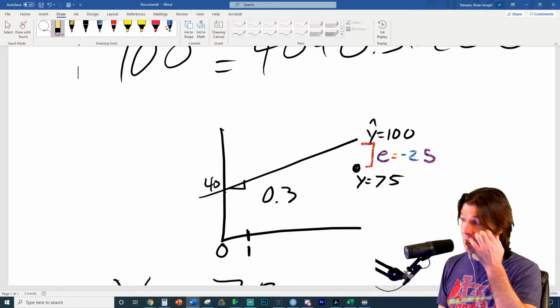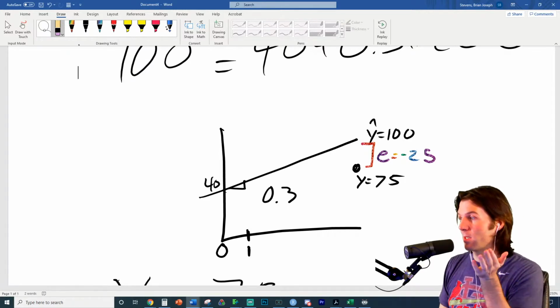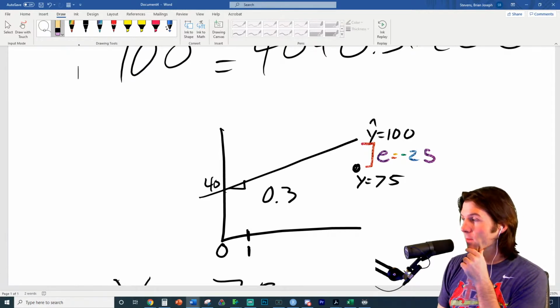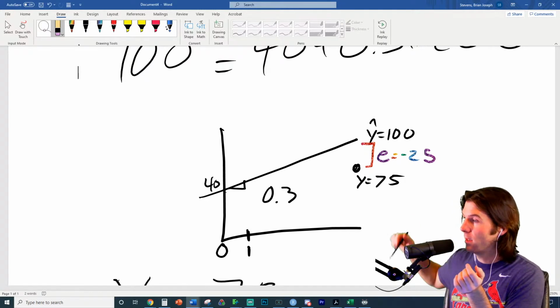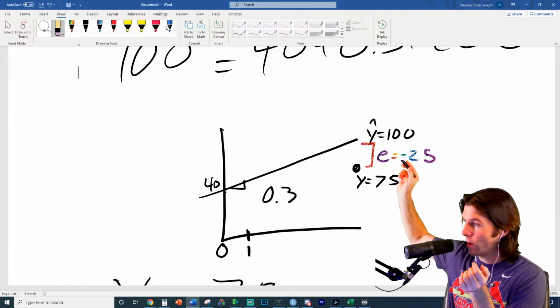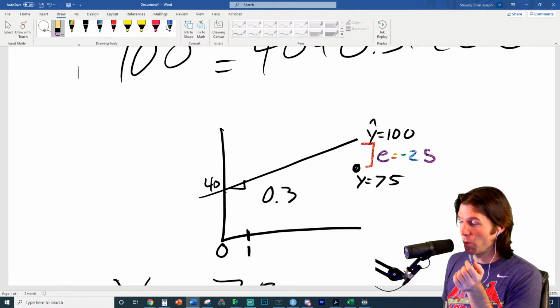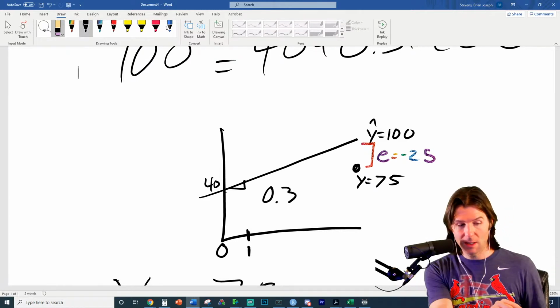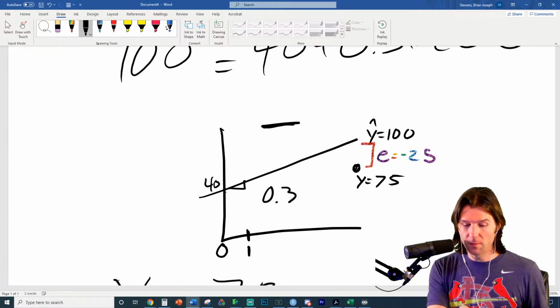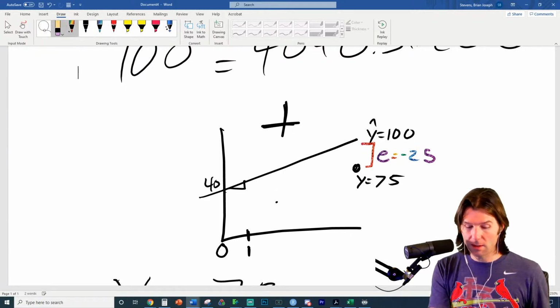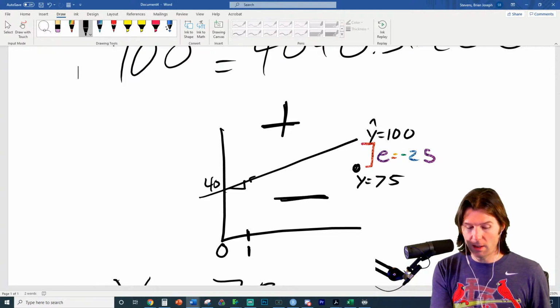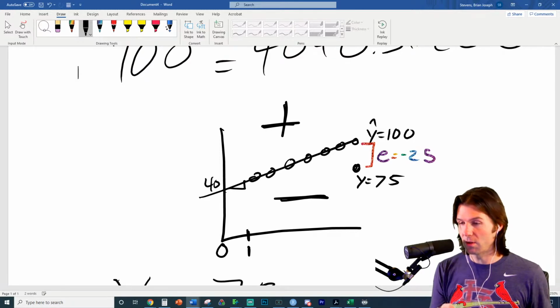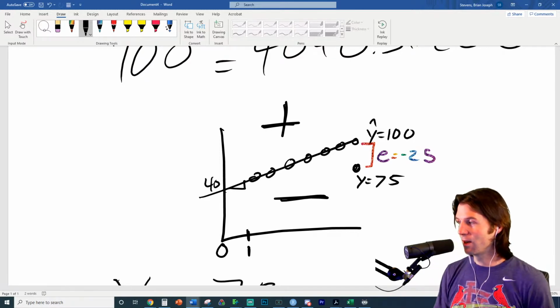So the residual is basically how much we miss by. It's the vertical distance we are away. If something has a negative residual, then the actual was below the line. If something has a positive residual, then the actual was above the line. So you can think of this as the positive residual zone, down here as the negative residual zone, and anything on the line would have a residual of 0. Because if it's directly on it, there's no miss between its actual and its predicted.